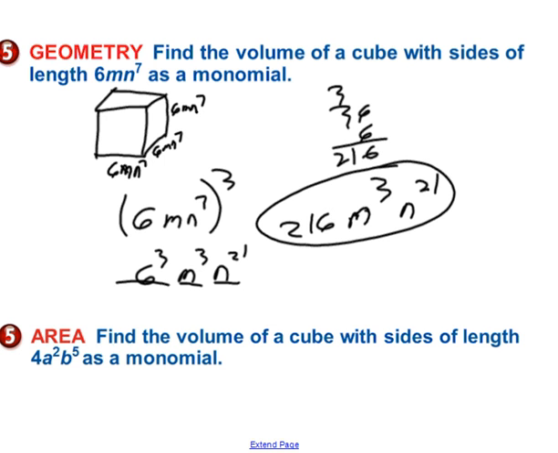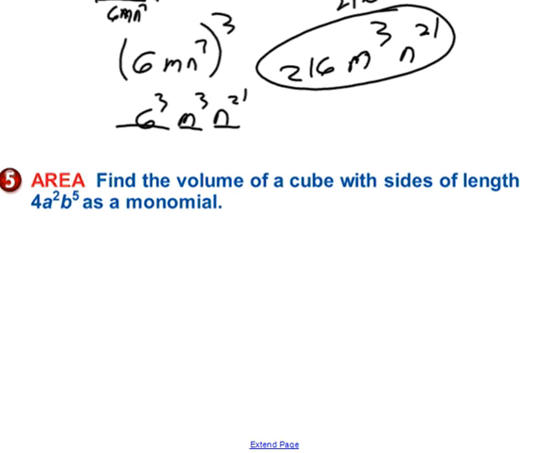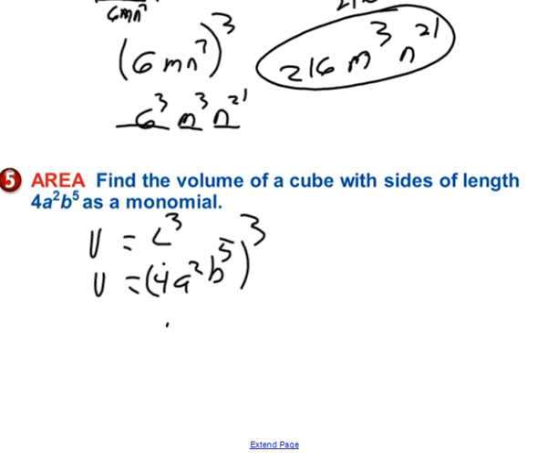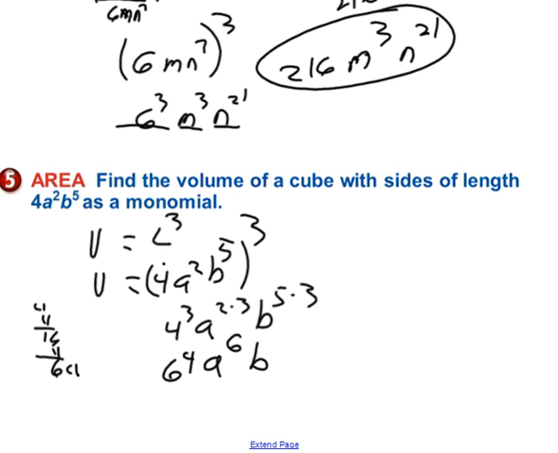All right, let's do another one here. Find the volume of a cube with sides that are 4a squared b to the 5th. Well, I know that the volume is equal to this length cubed, because it is a cube, so the volume is equal to 4a squared b to the 5th quantity cubed. So I bring this in: 4 cubed, a to the 2 times 3, b to the 5 times 3. 4 cubed is 4 times 4 is 16, 16 times 4 is 64. So it's 64 a to the 6th, b to the 15th.